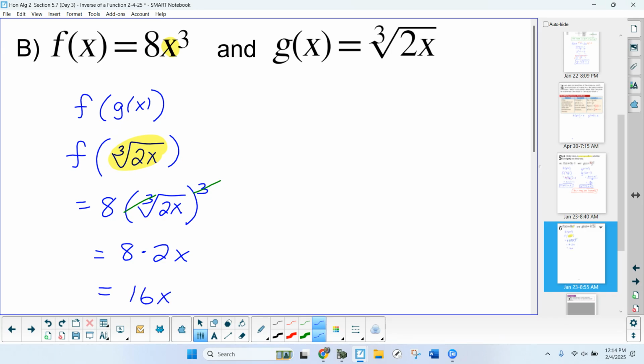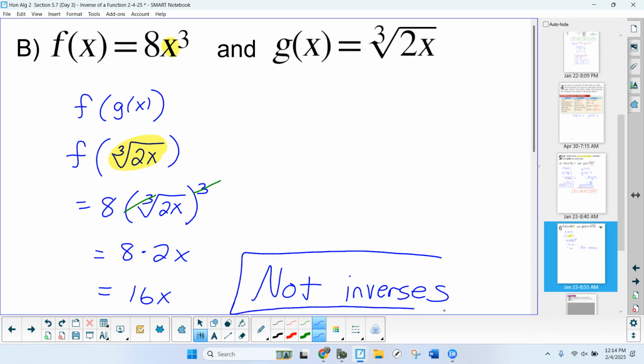If you don't get x for the first one, guess what? You're done. Are these inverses? They are not inverses. Now, if I were taking the test, I would probably check g of f of x just to make sure I didn't mess up somewhere. But in this case, we're good. But I would probably check, because if I got x for g of f of x, then maybe I did something wrong over here.